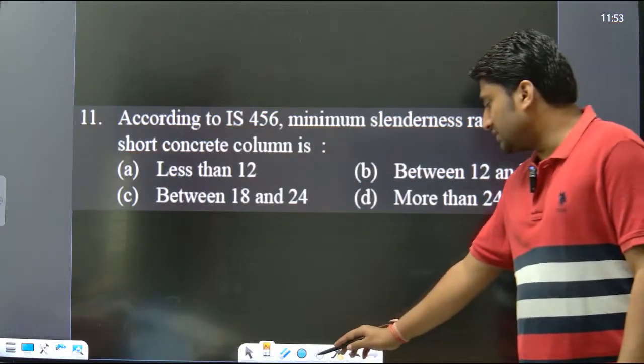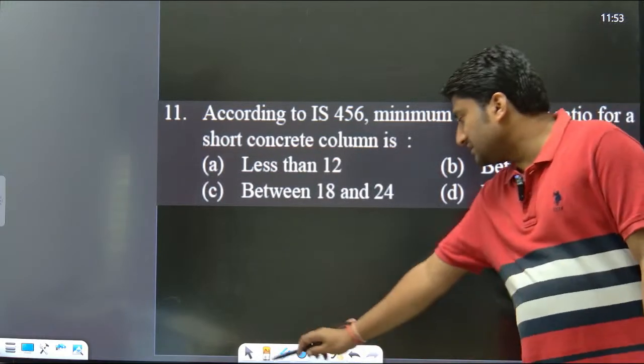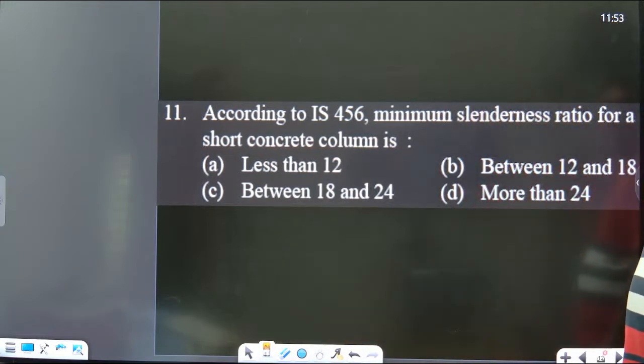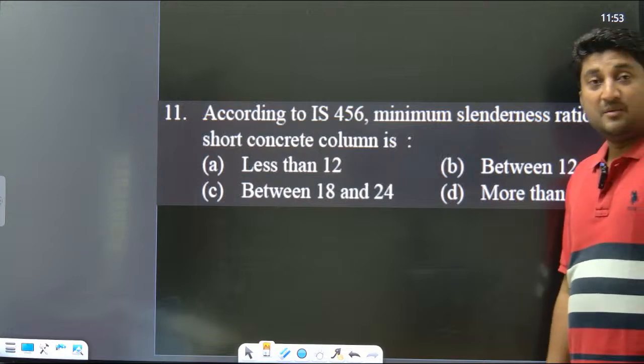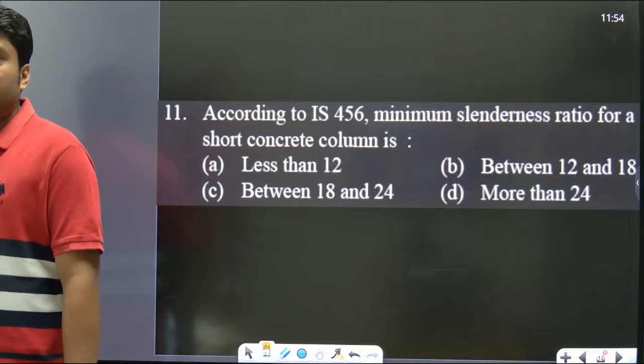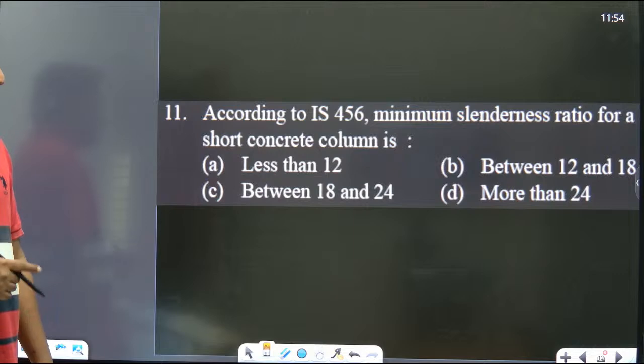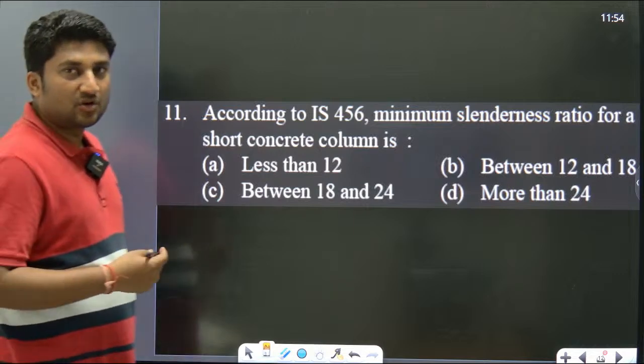Moving ahead, solve this question. According to IS 456, what is the slenderness ratio for a short concrete column? Please remember, you are asked about the short column. There are pedestal, short column and long column. Slenderness ratio less than 3 is a pedestal, 3 to 12 is a short column, and more than 12 is a long column. Yes or no?